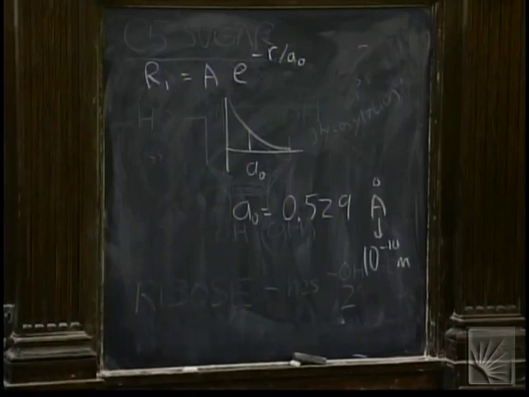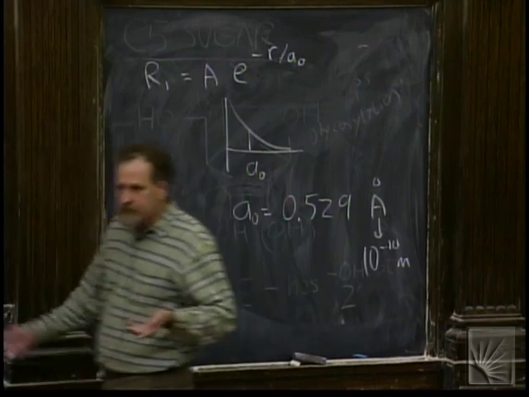This is the Bohr radius. It remarkably turns out, or maybe not remarkably, but it had to be, to be the same result as from the classical treatment of the Bohr atom. And if you plug in these numbers, the energy is minus 13.6 eV. Okay?